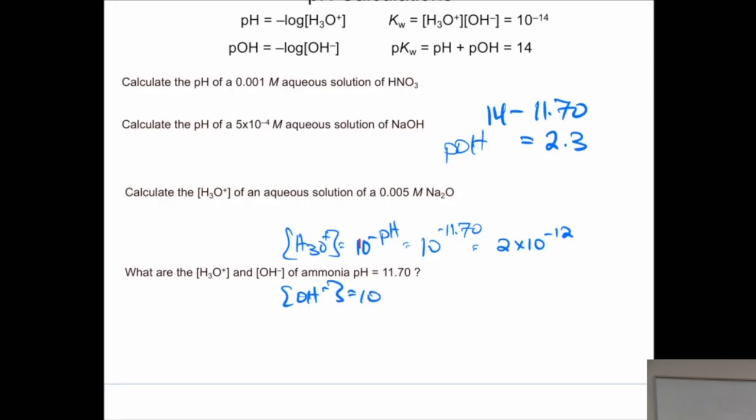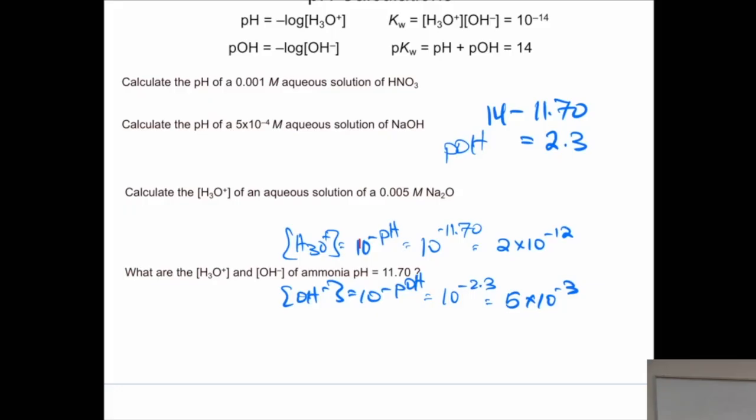It equals 10 to the negative pOH, which we just did from 14. That's 10 to the negative 2.3. And what does that equal? 5 times 10 to the negative 3, right? Okay. So this should be correct. Now, how might we check that? Okay, how can you check to see if that's right? What else do you know about how these things behave that would allow you to see if that's correct?